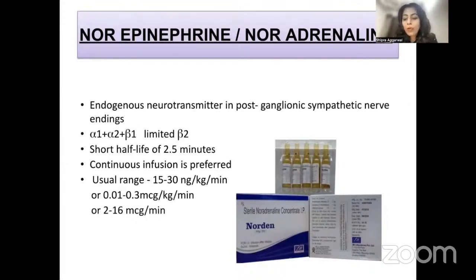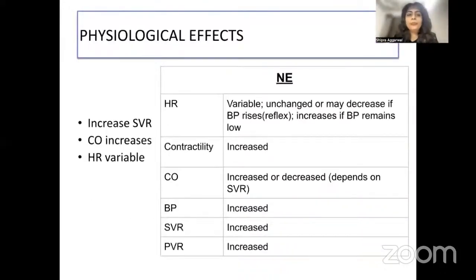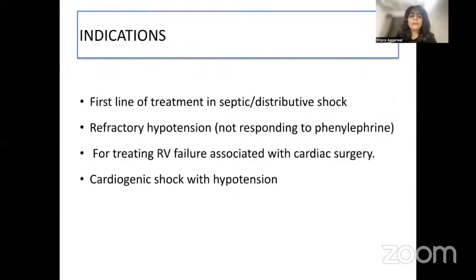It is available in a strength of 4 mg per 2 ml as noradrenaline bitartrate, of which noradrenaline is only 2 mg. So what does noradrenaline do? It will mainly result in increased contractility and increased cardiac output along with increased systemic and peripheral vascular resistance. This is mainly because of the alpha effect, and contractility will be increased because of the beta 1 effect. But note that because of increase in the BP, there is a reflex decrease in the heart rate. So the heart rate change is always variable with noradrenaline, and there is not so much of tachycardia.